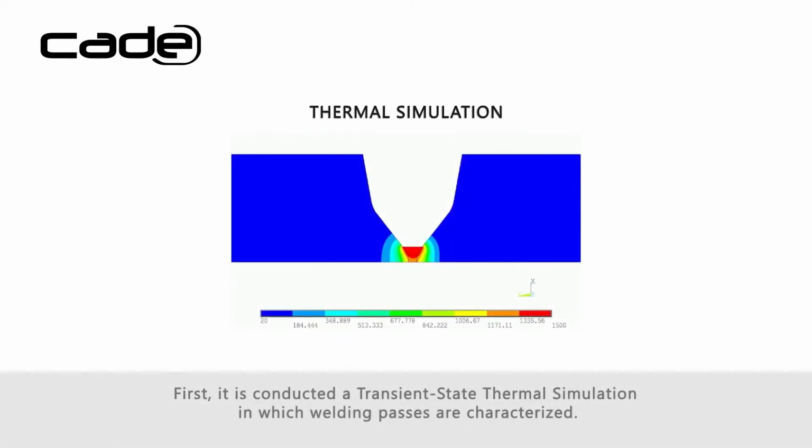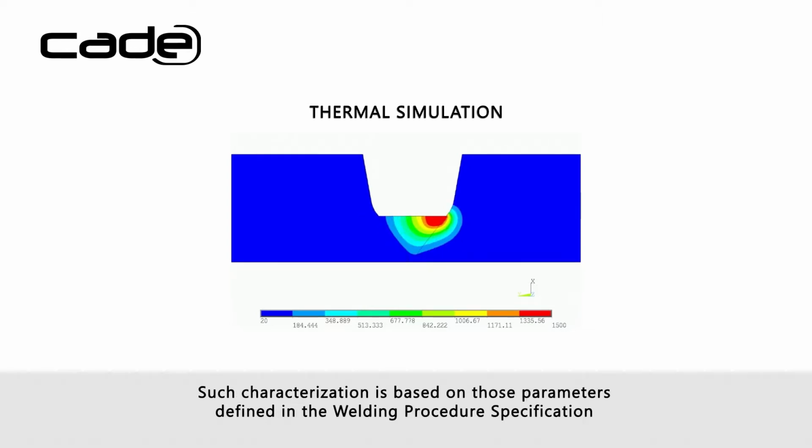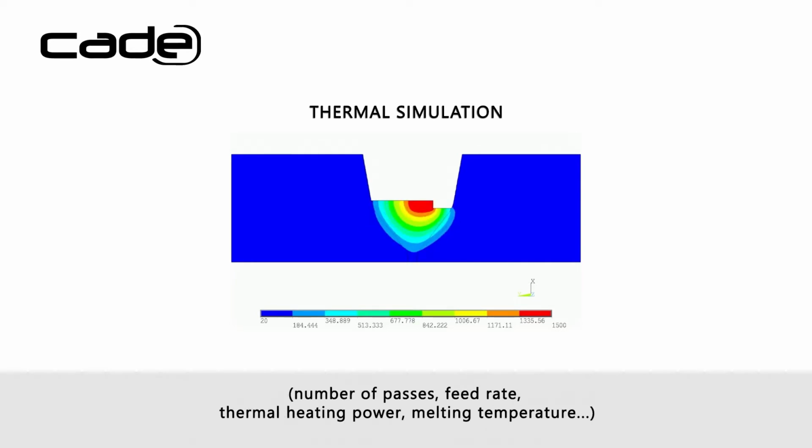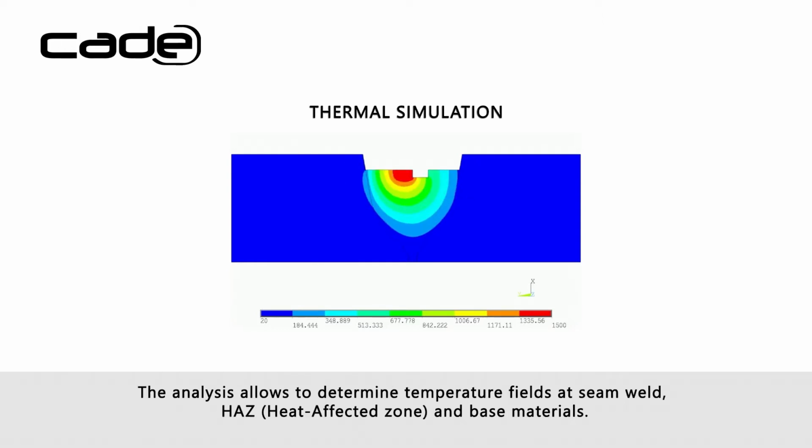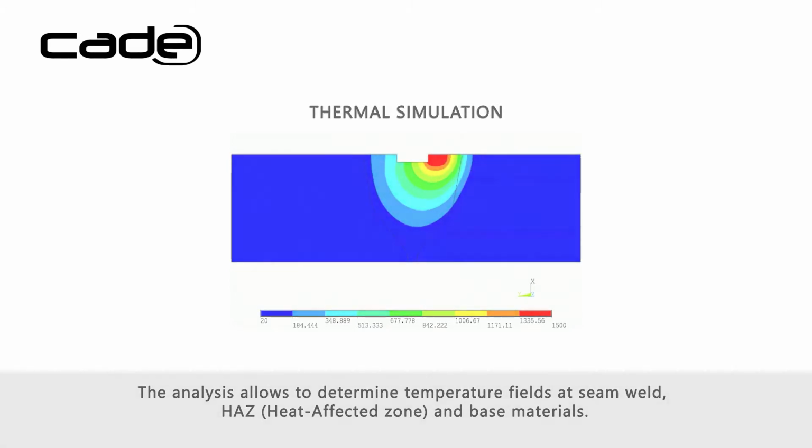First, a transient-state thermal simulation is conducted in which welding passes are characterized. Such characterization is based on those parameters defined in the Welding Procedure Specification: number of passes, feed rate, thermal heating power, melting temperature. Additionally, phase change of material might also be implemented in the thermal simulation. The analysis allows us to determine temperature fields at the seam weld, heat-affected zone, and base materials.